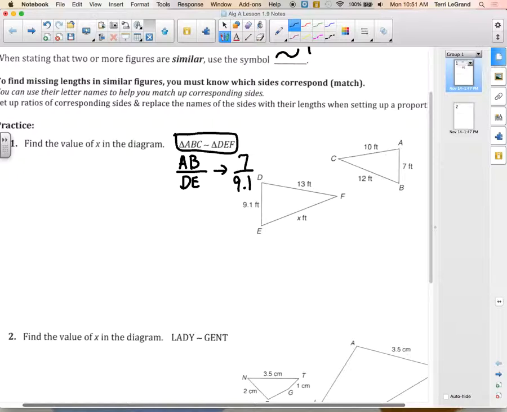Okay, what's another set of corresponding sides we could set up a ratio for? Cody? AC is equal to DF. AC corresponds with DF, okay? They aren't necessarily equal. In other words, those letters are in the same position in their names, aren't they? A and C are in the same position as D and F in the other one. So how long is line segment AC? 10. How long is line segment DF? 13. Okay.